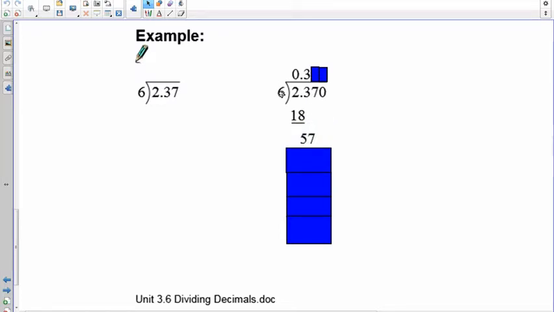All right. How many times does 6 go into 57? 54. That would be 9 times. 6 times 9 being 54. Subtract that, and you're going to get a 3.